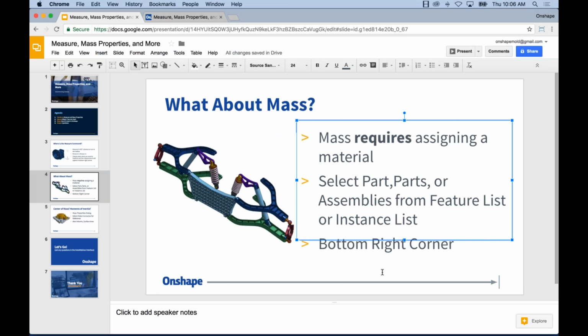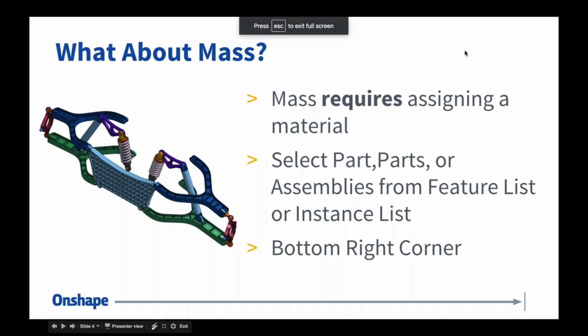So if I select a circle, for instance, I'm going to get a radius value in the bottom right corner. If I select two faces, I'm going to get the angle or the distance between them in the bottom right corner. So whether it's mass, whether it's a measurement, both of those things are going to appear in that bottom right corner. All right, so that's a quick aside on mass. Keep in mind, again, you must assign a material and then either select a part, a number of parts, or even an assembly, and you'll see the mass properties icon in the bottom right corner. Okay? All right, so let's get into it.